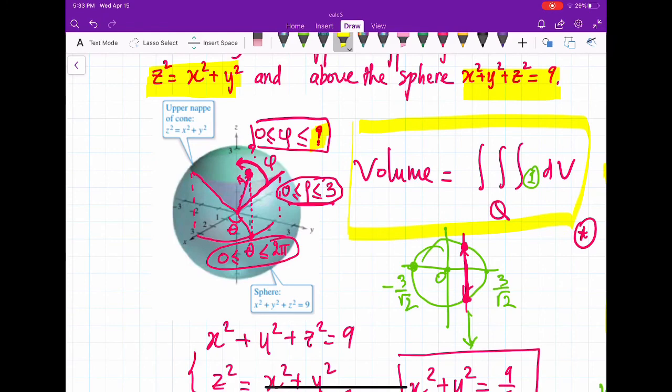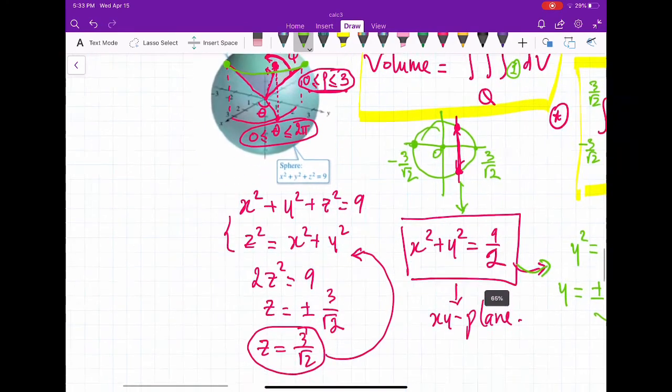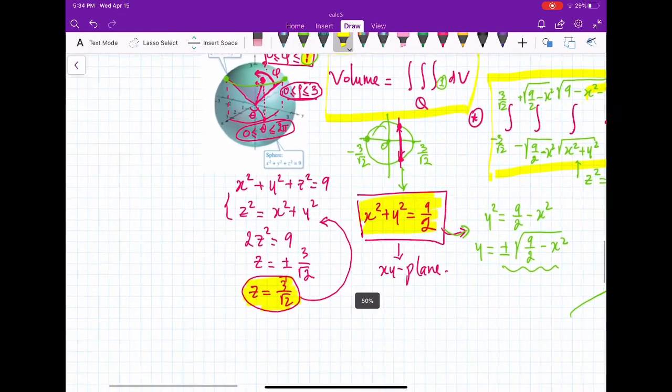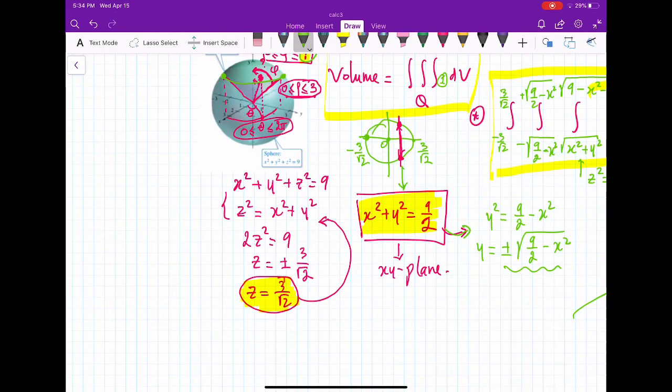Because we already have the intersection between the cone and the sphere. So we know the circle right here, right? So based on that, we can find the maximum angle. All right, let's do that. We already saw that the circle is x squared plus y squared equal to 9 over 2, and z equal to 3 over square root of 2. Makes sense?